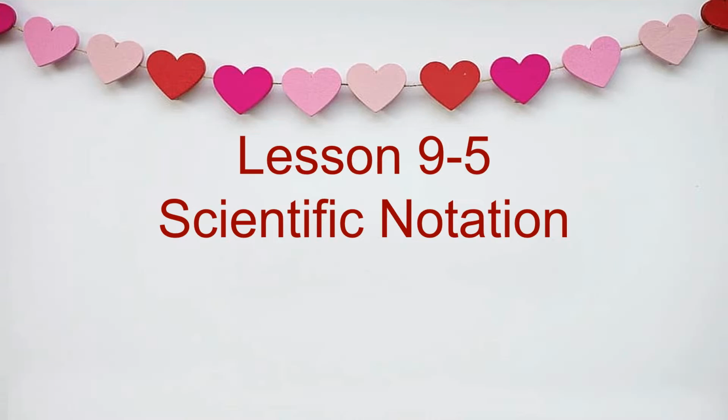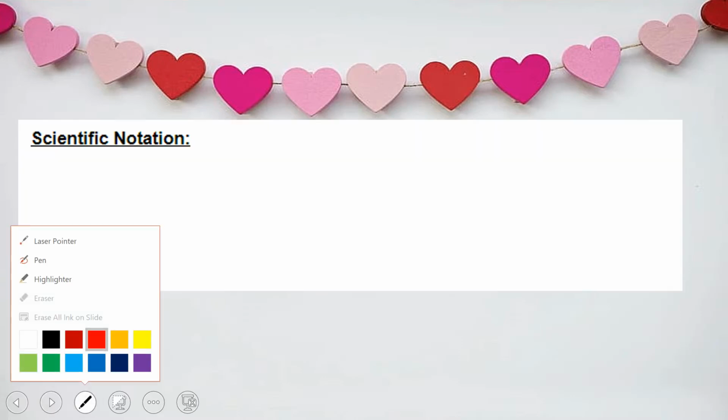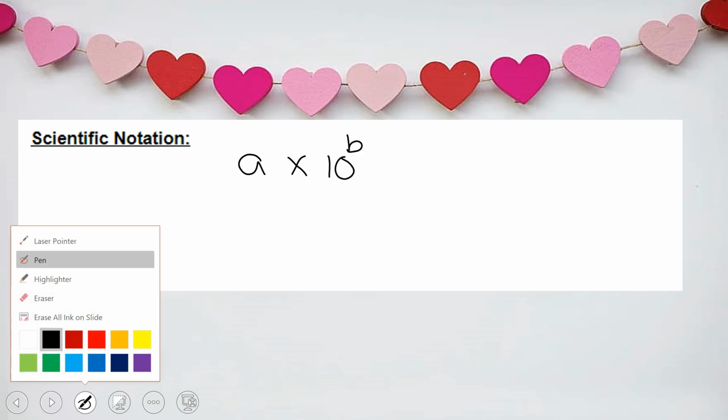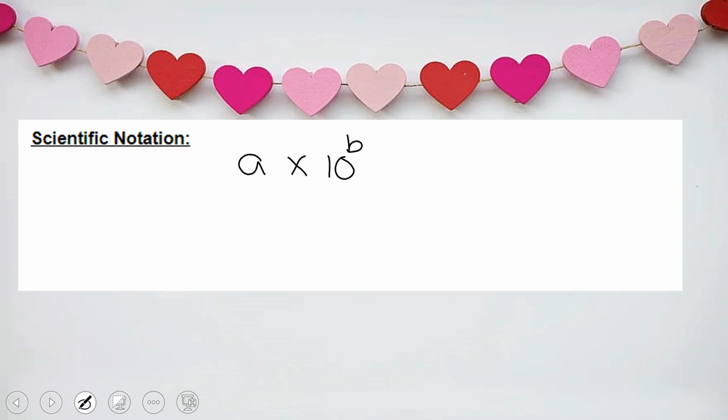Today we're going to be looking at scientific notation. Scientific notation has a specific form. It is going to look like A times 10 to the B power. And each part of this has specifications. The number in front of the multiply that we're going to refer to as A, its value has to be between 1 and 10, but it cannot equal 1 and it cannot equal 10. So it has to be some value in between those.